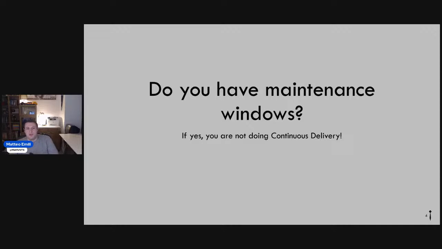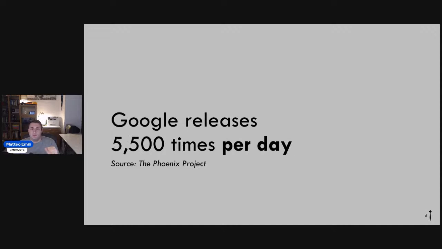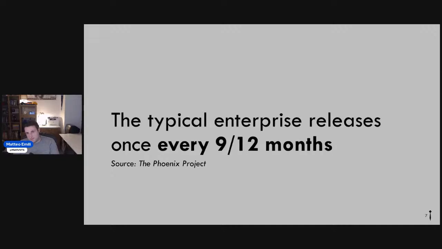Now, think about it. When you talk about continuous delivery, think about organizations that do it for real. And I'm not going to quote them out of thin air. I'm going to talk about actual data-backed organizations like Amazon. They release 23,000 times per day. Google releases 5,500 times per day. Now, the typical enterprise releases once every 9 to 12 months.